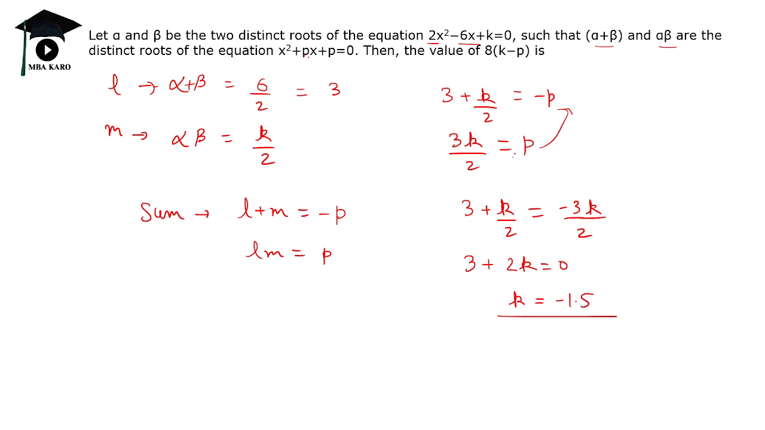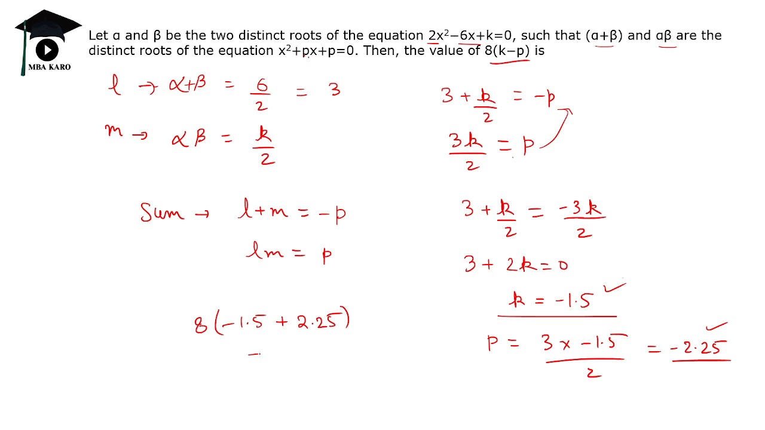Now we will find the value of p. So p is 3 into minus 1.5 by 2, minus 4.5 by 2, minus 2.25. So k is calculated, p is calculated. Put 8 times of k minus p. 8 times of k is minus 1.5 and minus p will be plus 2.25. So 0.75, 8 into 0.75, we get the value as 6. So, a standard question on sum and product of roots in a quadratic equation.